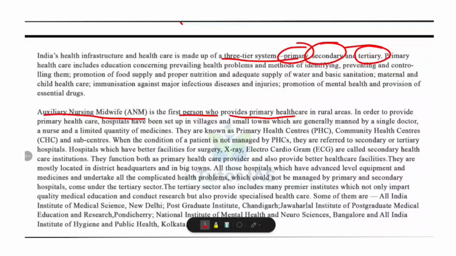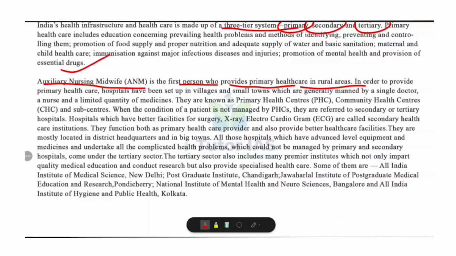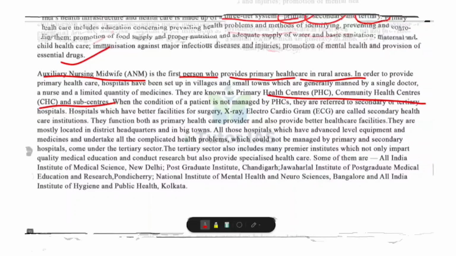ANM, or auxiliary nursing midwife, is the first person who provides primary health care in rural areas, and they have some facilities like primary health centers PHCs, then community health centers, that is CHCs, and other sub-centers, usually staffed by one doctor, a nurse and limited medicines. If the patient cannot be treated at the primary level, they are referred to secondary or tertiary hospitals.